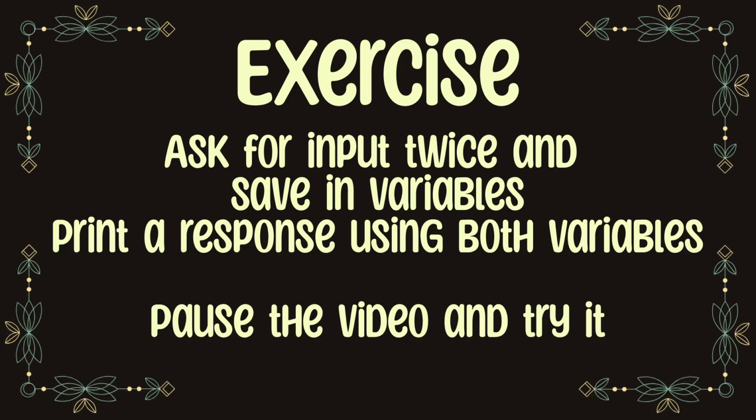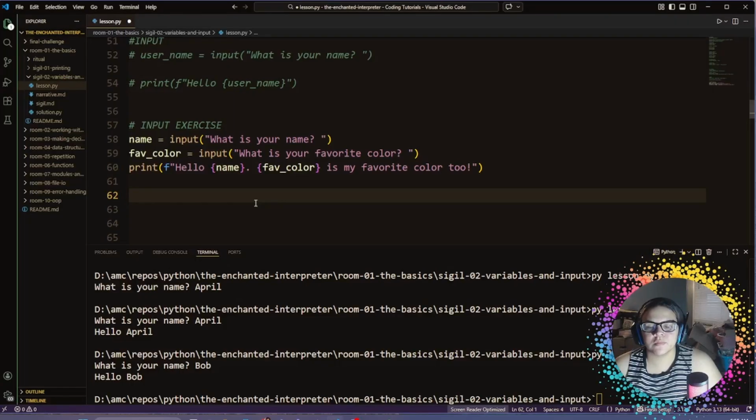Now you try. Write a short program that asks the user for at least two pieces of information, saves both variables, and prints a response in an F string that uses both of them. No right answers here, just make up whatever you like. Did you have any trouble with that?